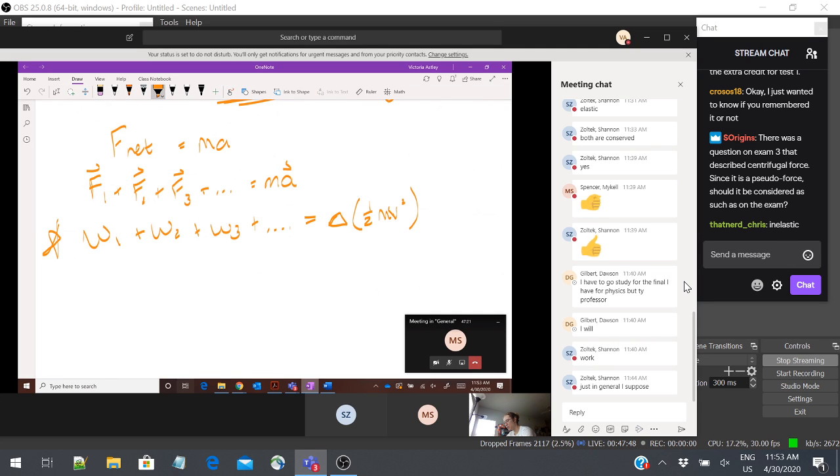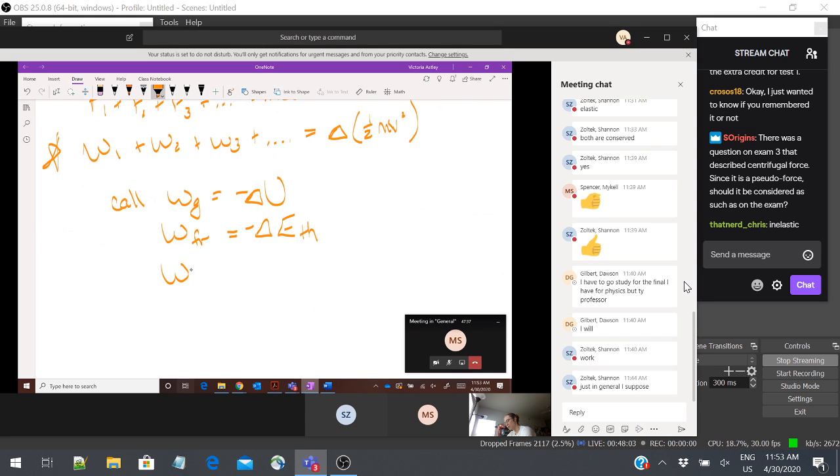And this is the most straightforward way to do it. There's also like the bar charts where you can call work done by gravity negative delta U. You can call the work done by friction delta E thermal. You can call work external, right? You can rename stuff, but this is the general idea. And you don't really need to worry about other stuff. Is that making some sense?